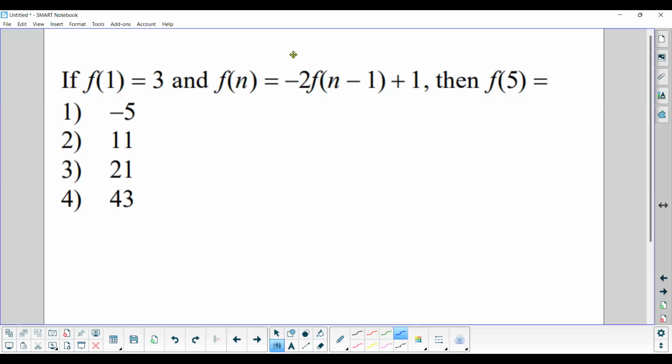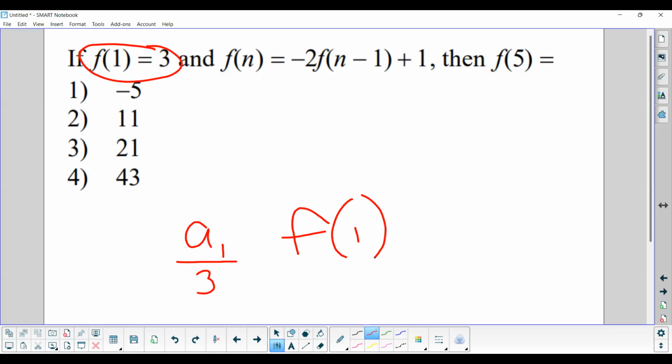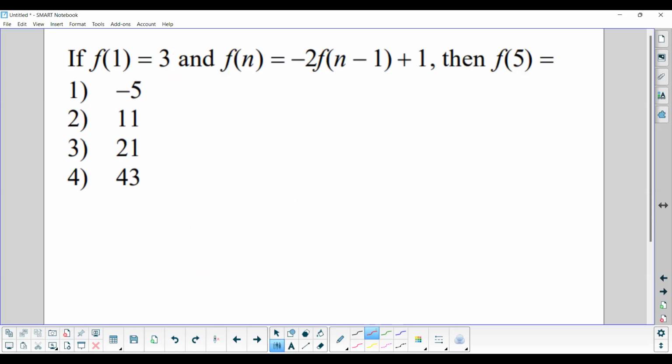All right, anybody got some thoughts about this question? Anybody? So the answer in the first position is 3. That's what this is telling you. I know there's no a sub 1, but instead of a sub 1, they're writing it like this, f of 1. The function in the first position has an answer of 3. So the first answer is 3.